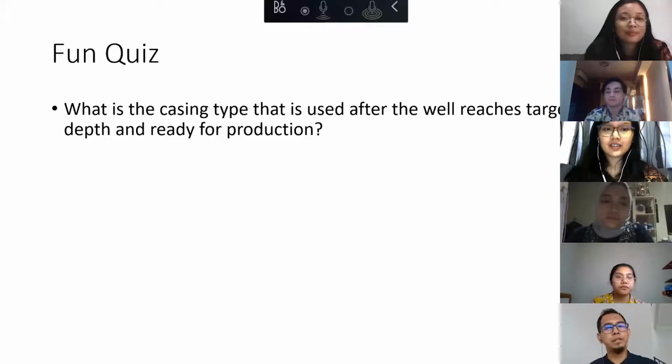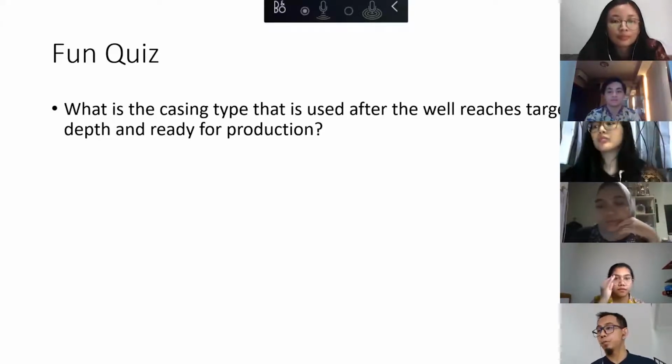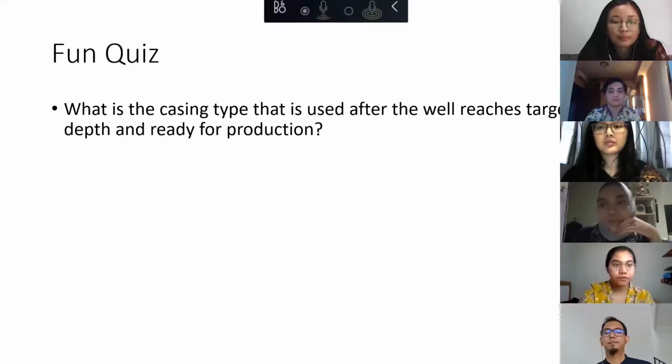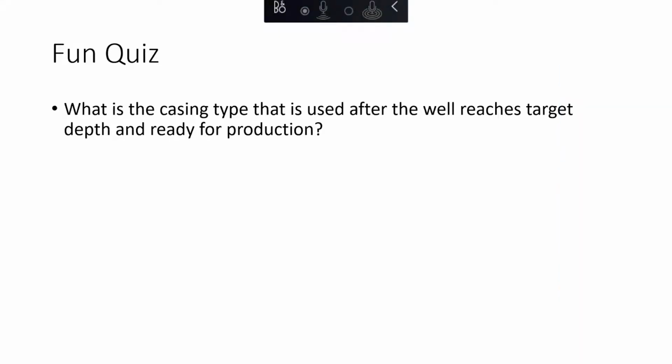So who can answer this? What is the casing type that is used after the well reaches target depth and is ready for production? Anyone? If anyone wants to answer, just unmute and answer the question.